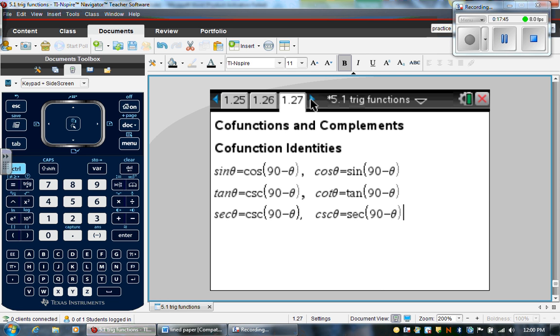Okay, the last thing we're going to talk about is cofunctions and complements. Cofunction identities run as such. I've got sine theta equals cosine of 90 minus theta. Tangent equals cotangent of 90 minus theta. Secant equals cosecant of 90 minus theta. So essentially what we're looking at is a horizontal shift by a factor of 90.